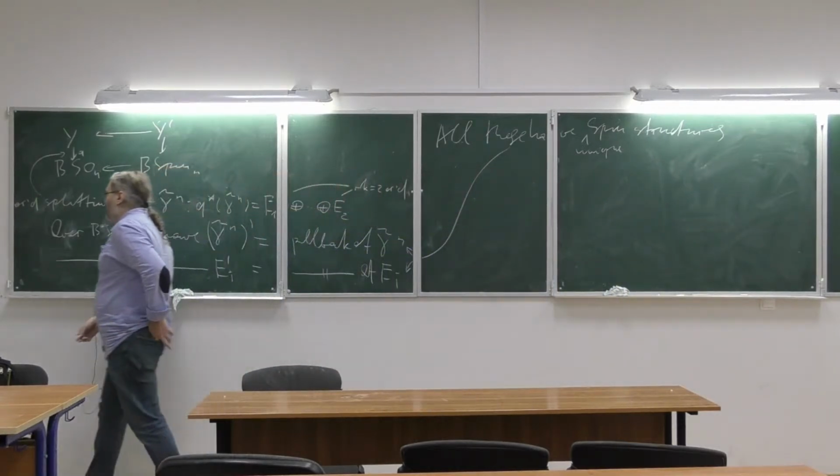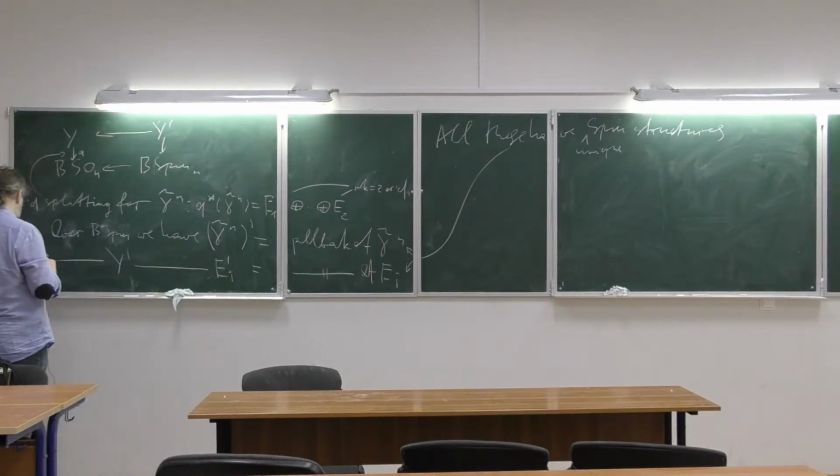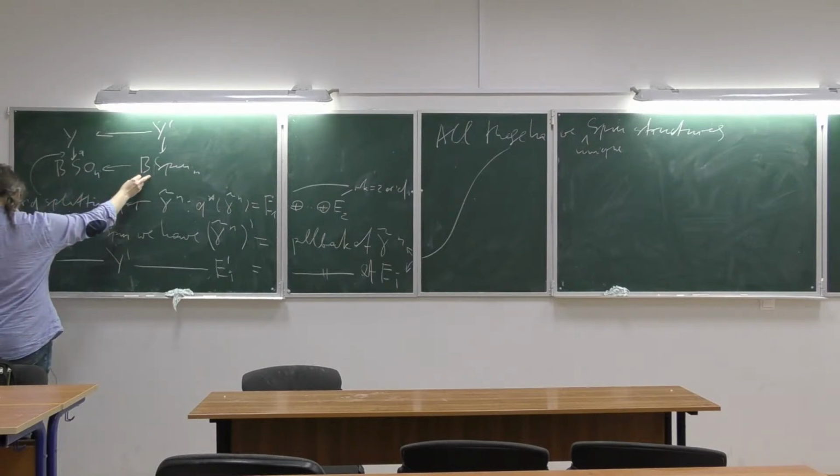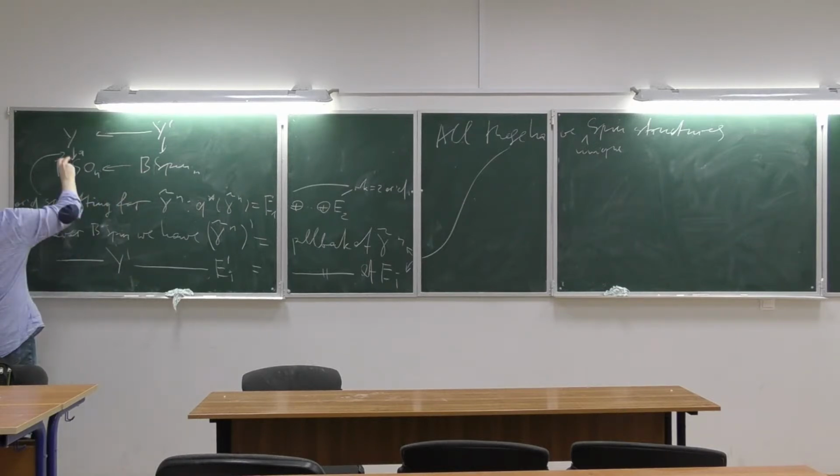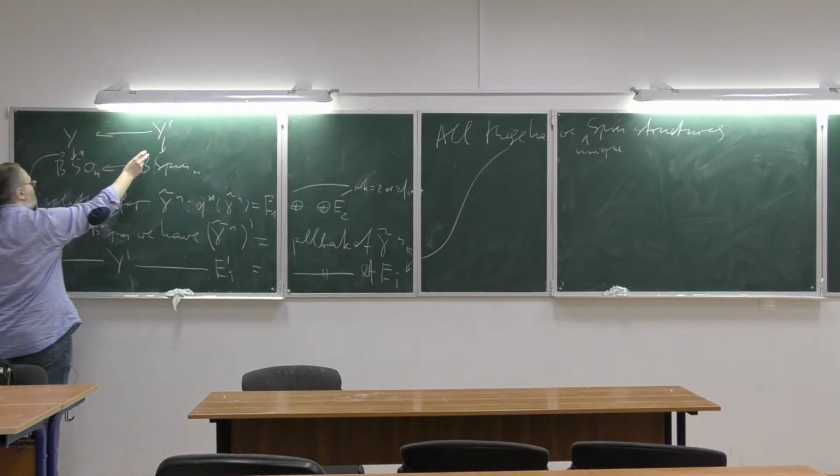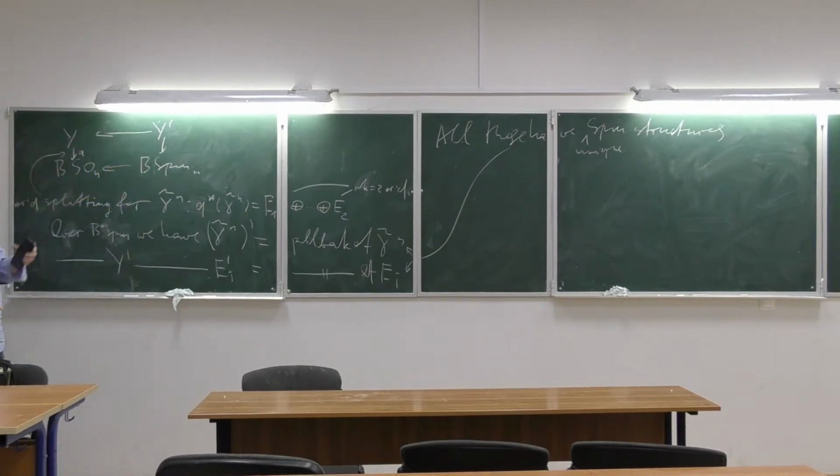Okay, so I have some bundle here. I pull it back, and I have some collection of bundles here. I pull them back. And my claim is that all those bundles have spin structures. Moreover, all those bundles have unique spin structures.